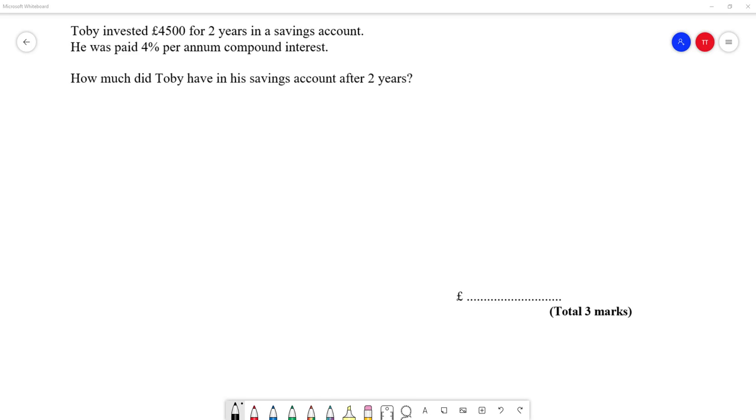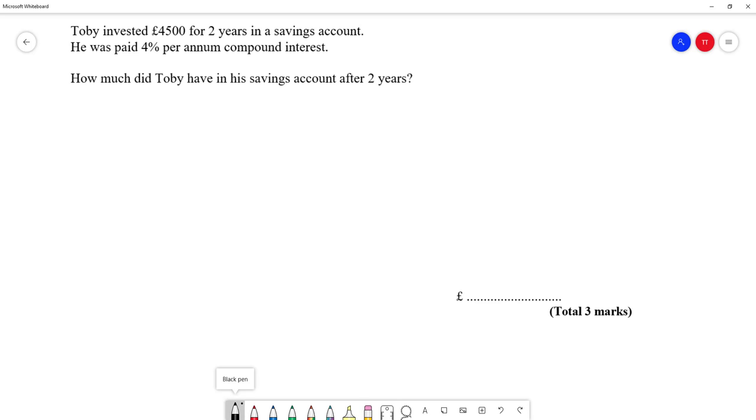In this video, we're going to go through compound interest. So this question says, Toby invested £4,500 for 2 years in a savings account. He was paid 4% per annum, that means every year, of compound interest. How much did Toby have in his savings account after 2 years? So this question is asking for the final amount after 2 years.